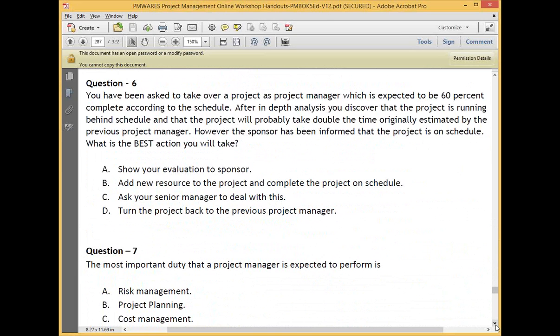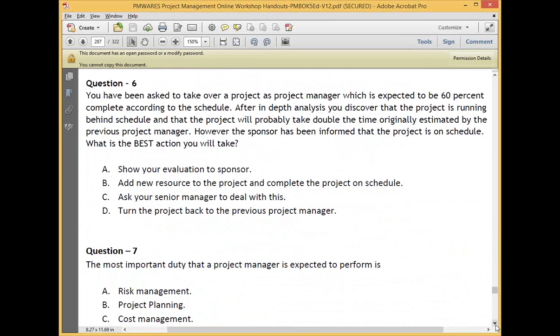Amitabh, is it A or any other option? 6th. I was looking at B also. Okay. But sometimes when you commit, there are internal issues, because the previous project manager has given the wrong information to the sponsor. The sponsor is under the impression that the project is on track. So it sometimes becomes the responsibility of the project manager to complete the project, but definitely this will impact the project management team. Right.